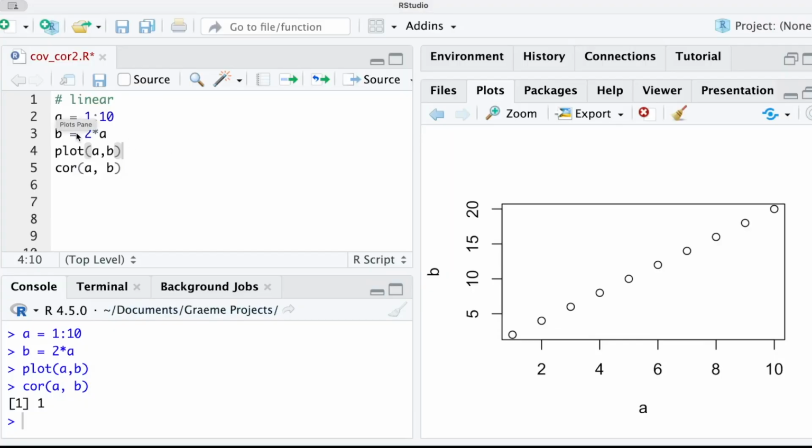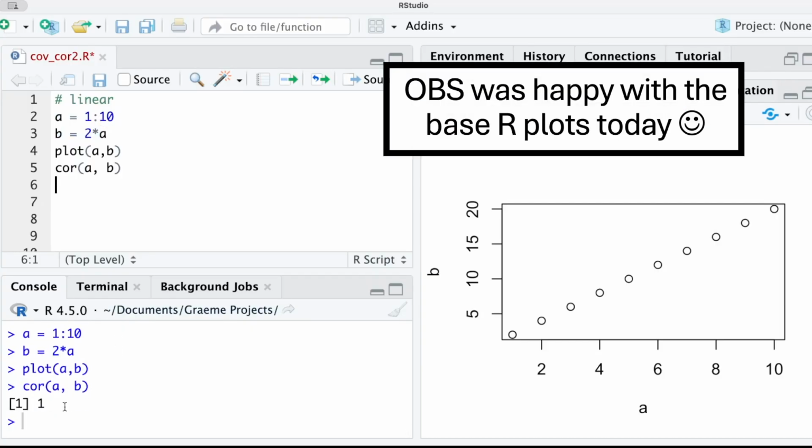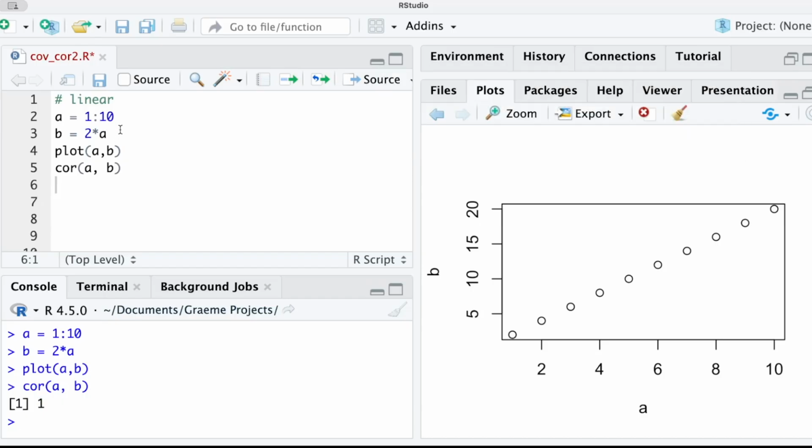So before we wrap up, there are a few things to keep in mind here about covariance and correlation. The first one is that they test for linear associations in your data, right? In this case, we have our A and B variables. A is just going to be 1 to 10, and B is going to be 2 times A. Then you can look at the plot of them, and the correlation of them is just going to be 1 for obvious reasons, right? Because there's nothing going on here, no noise. It's just a simple linear relationship between A and B.